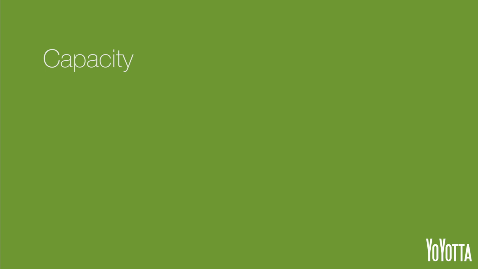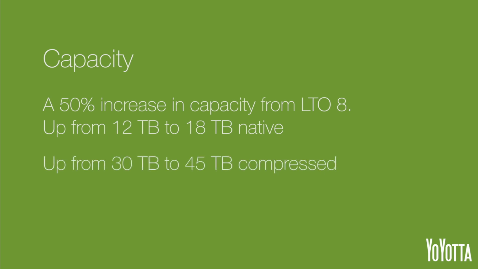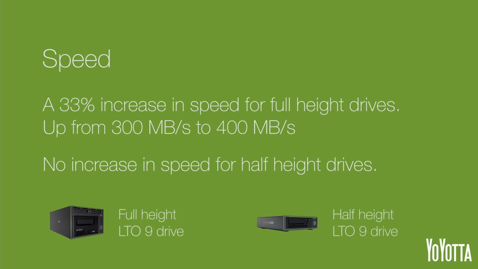The main benefit will be capacity, up 50% from LTO 8 to 18 terabytes native and up to 45 terabytes compressed. Although in real-world situations, you are much more likely to see 20 terabytes or less, depending on what you are writing to the tape. There are also speed improvements that will see full-height drives writing at 400 megabytes per second. Half-height drives will not see an increase in speed from their current 300 megabytes per second.